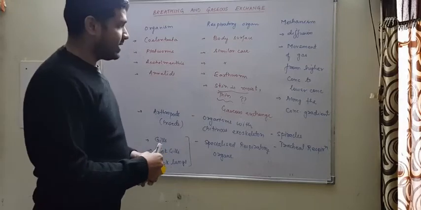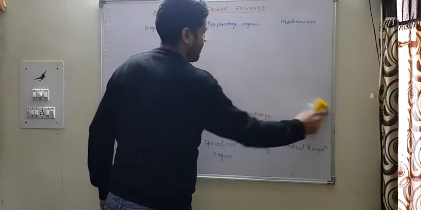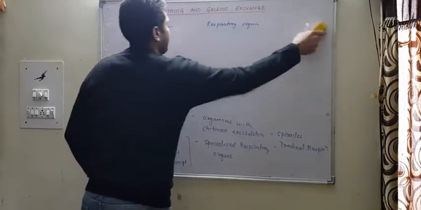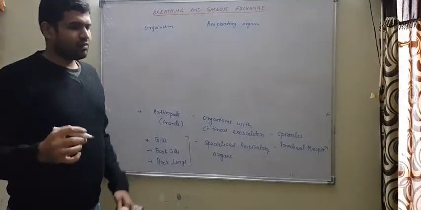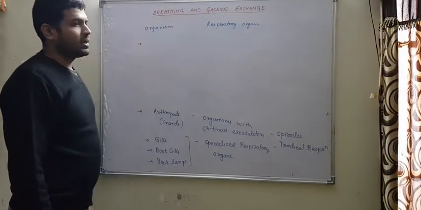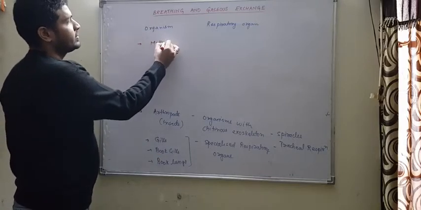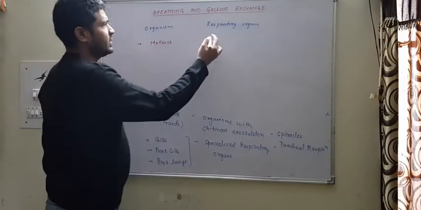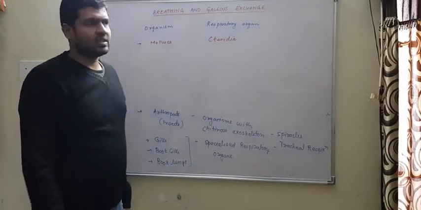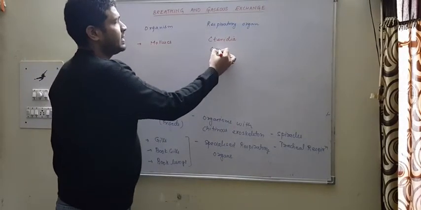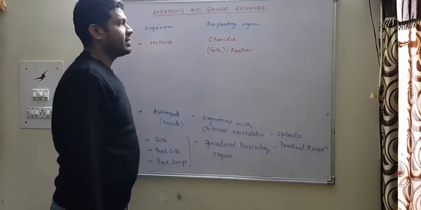After arthropods, we are clear that the mechanism of respiration is always the diffusion of gases. After arthropods, we have mollusks. Mollusks have a special respiratory organ, ctenidia. They function as gills, feather-like gills present in them.